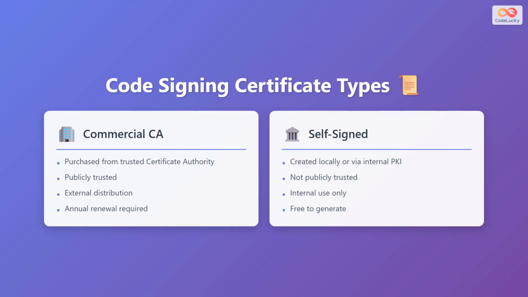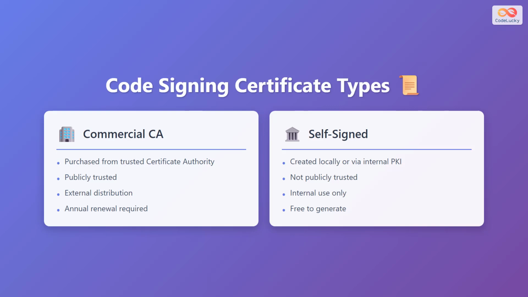There are two main types of code signing certificates you can use. The first is a Commercial Certificate Authority Certificate, or Commercial CA. These certificates are purchased from trusted certificate authorities like DigiCert or Sectigo. They are publicly trusted, making them ideal for external distribution of your scripts. However, they require annual renewal and come with a cost.